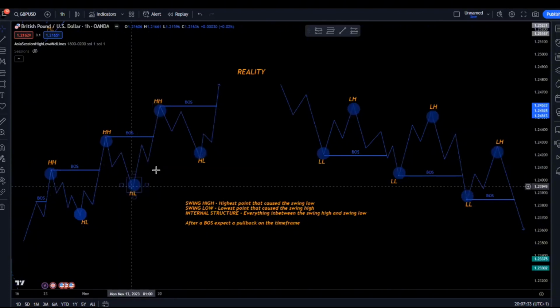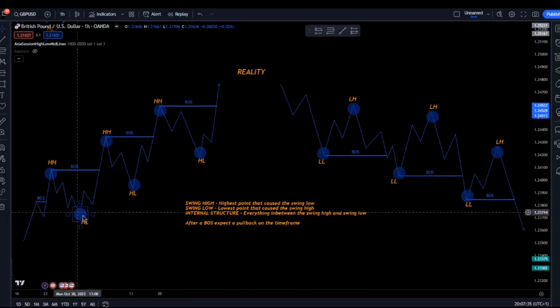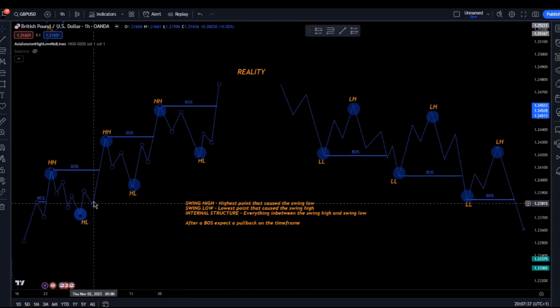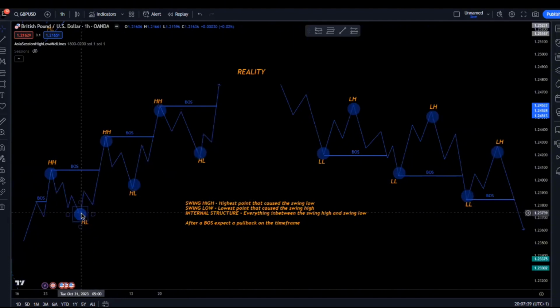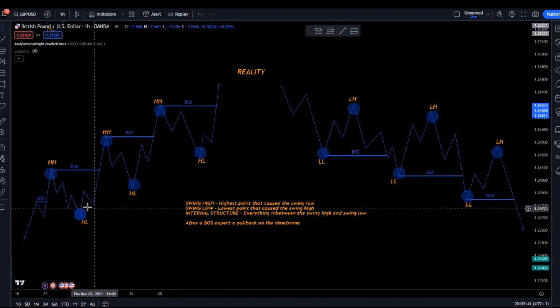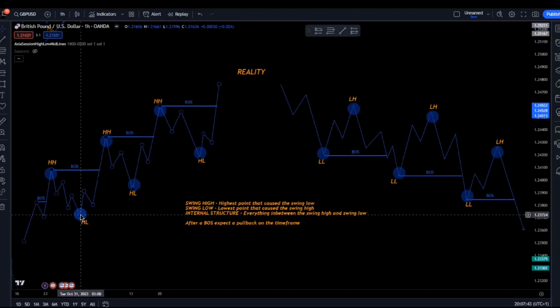Same thing, swing low, swing low, swing low. Yeah, this is the lowest point. This is a low, all right, but this is not the lowest low. This is the lowest here, all right, and it caused this swing high. So we have this to be a swing low, all right.